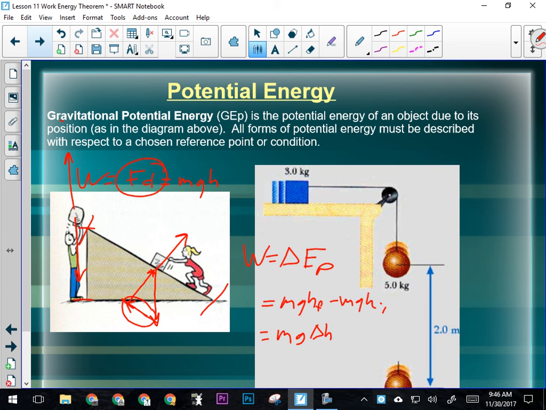mgh. Okay, this is the final potential. This is the initial potential. Yeah. So mass times gravity times height gives you the potential energy of an object. Right? The more massive it is, the more potential energy it has. Again, what would you rather get hit by, right? Something small from the second floor or something big from the second floor? Something small, right?